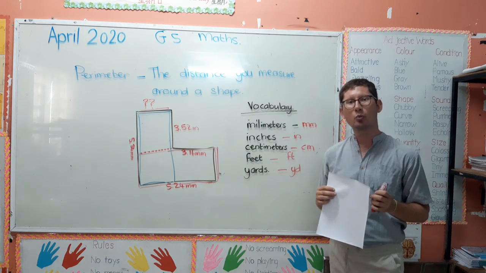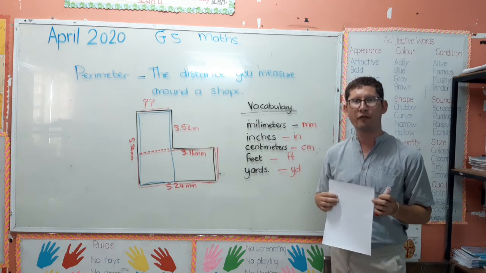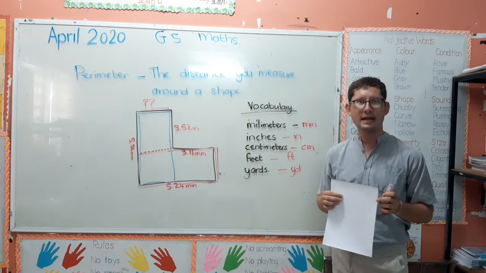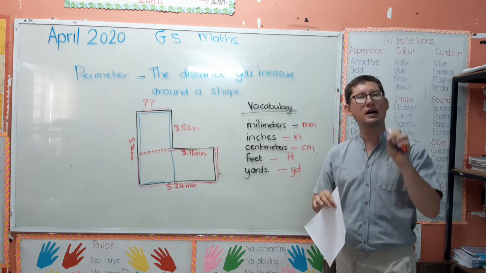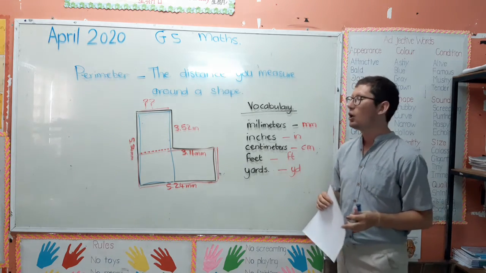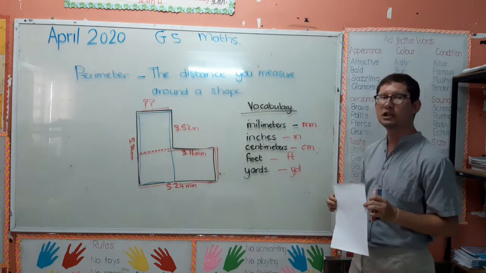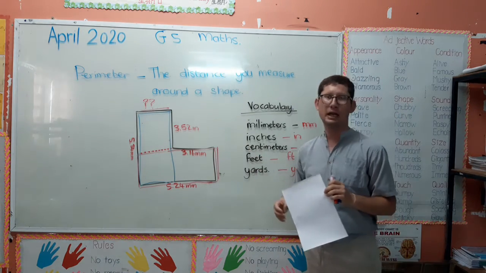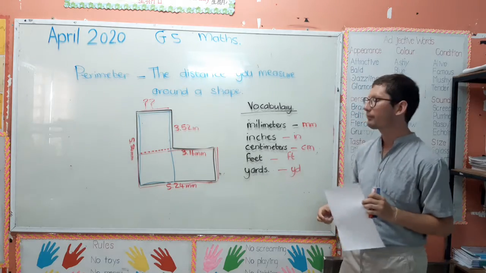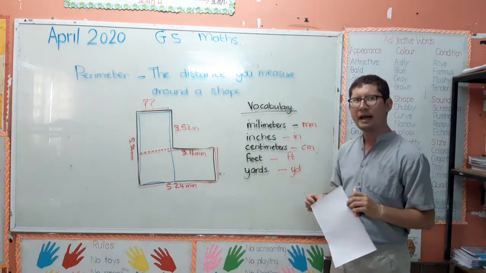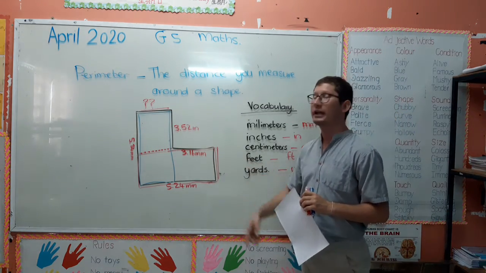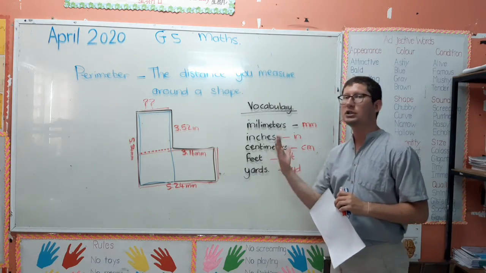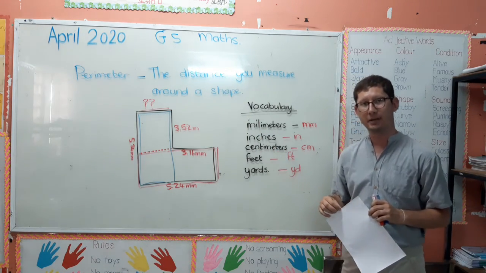Can you remember how to work out the perimeter of a square? Yes, you measure the outer lines of the square. But today we are going to study how to measure the perimeter of an L shape. Okay? What is an L shape? An L shape is a shape that looks like an L, but it can go in any direction.